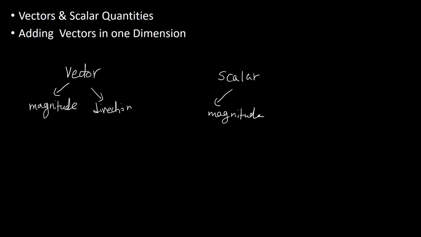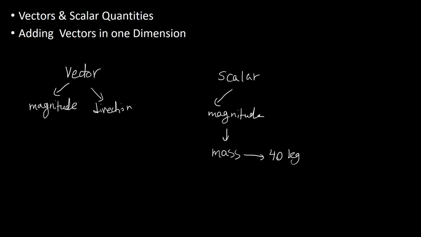What does it mean? For example, for scalar quantity, one example is mass. For example, the mass of one object is 40 kilograms. It's meaningless if I say the mass of this object is 40 kilograms to the right or 40 kilograms to the left. If I'm talking about the temperature of a room, I say, for example, the temperature is 20 degrees Celsius. I can't say the temperature is 20 degrees Celsius to the north.